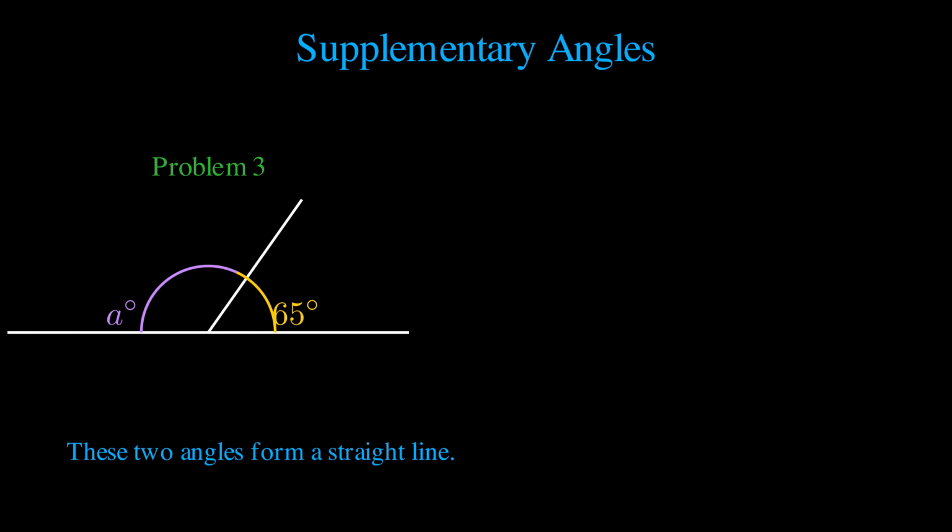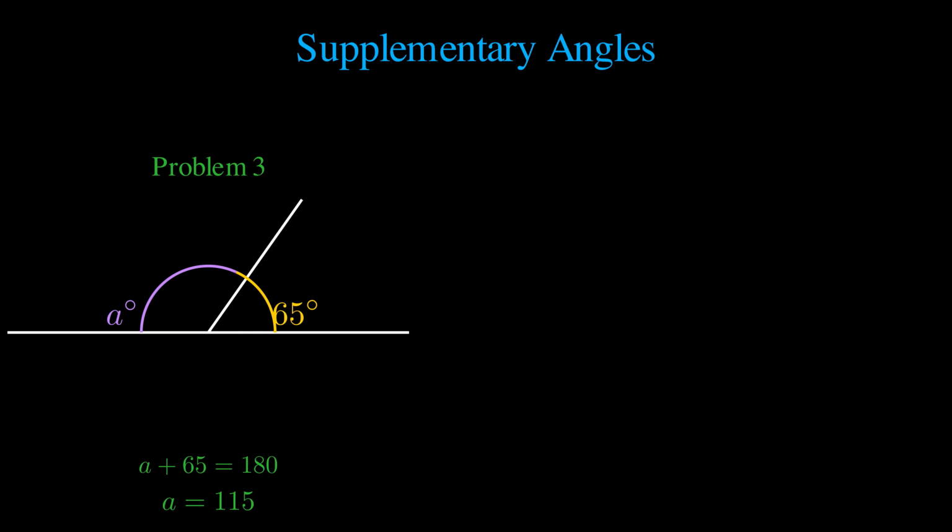We see a straight line and another ray splitting that straight line into two angles. Because the angles form a straight line, they must add up to 180 degrees. One of the angles is given as 65 degrees. The other angle is labeled with the variable a, which means we need to find its measure. So we write an equation using the supplementary rule. 180 minus 65 equals 115. So the missing angle measure is 115 degrees.